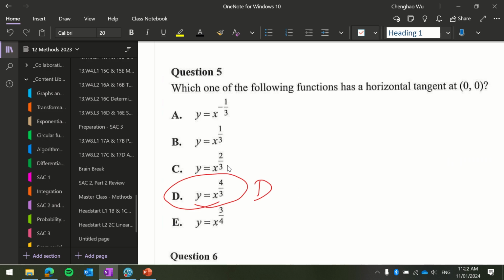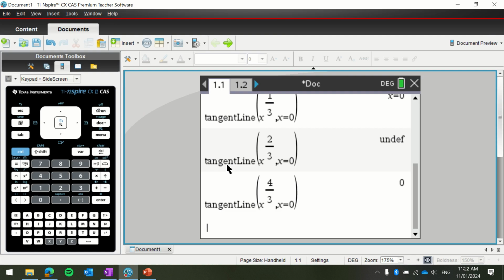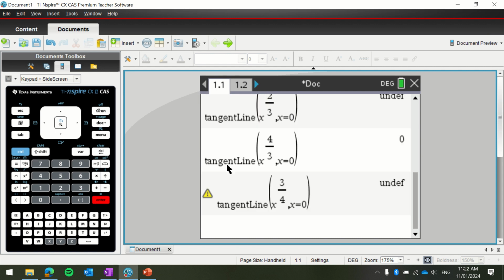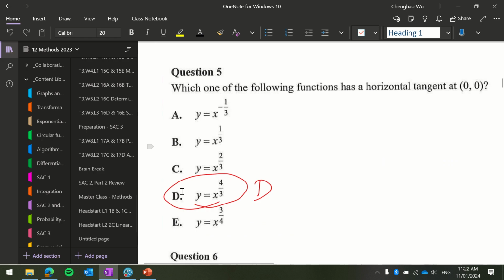So that is a horizontal tangent. But just to be safe, let's check the last option, and it's undefined again. So x to the power of 4 over 3 is correct, which is D.